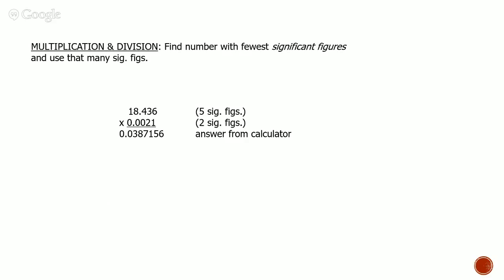the number at the top has 5 sig figs, no zeros in that number. The number at the bottom only has 2 sig figs because those 3 zeros don't count, only the 2 and the 1. So we're going to round our answer to 2 significant figures, which means we round up to 0.039.